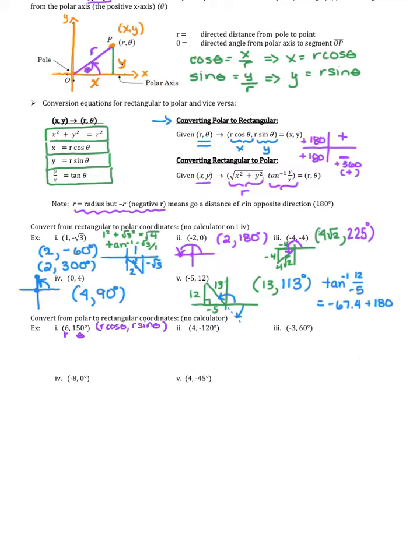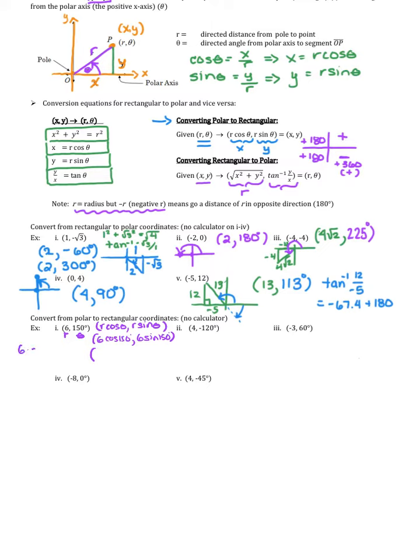So if we do this step by step, this first one is going to be 6 cosine 150 and 6 sine 150. So 150 has a reference angle of 30. Cosine will be negative in that quadrant. So that's a negative rad 3 over 2.